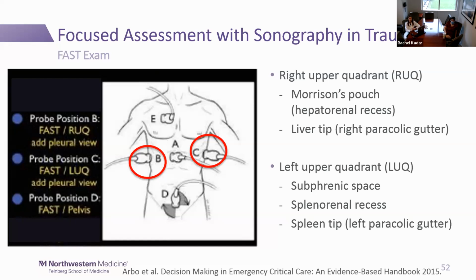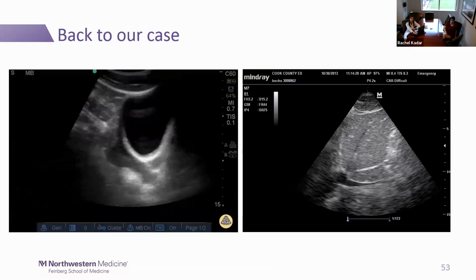On the left, you have one other space you want to look at, and that's the subphrenic space. So that's between the spleen and the diaphragm. And that's because while on the right, fluid is most likely to go into Morrison's pouch, on the left, it's most likely to go in that subphrenic space. So again, you would look for black, which would be anechoic or dark on the ultrasound, which would represent free fluid. And you'd look first in that subphrenic space, and then you would still look in the equivalent of Morrison's pouch, which is the splenorenal recess, an area between the spleen and the kidney. And then you'd also want to fan out to look at that spleen tip for the left pericolic gutter.